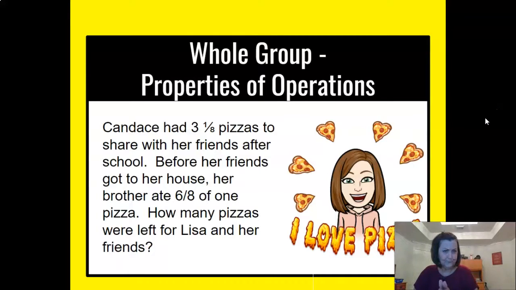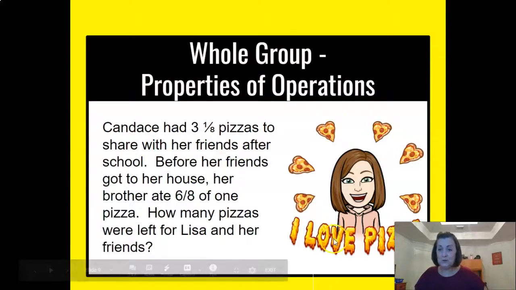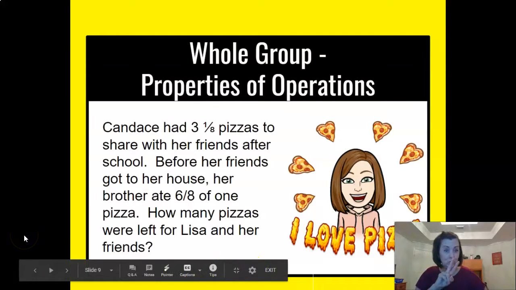So we got to figure out how much is left. So let's think about what's happening in the story. We know that 3 1/8 represents the total amount of pizza. And the 6/8, what's happening to it? Her brother is, yeah, so it's going away. So what operation would that be? Would it be addition or subtraction? I hope you said subtraction. It's going away. Okay, so I am going to show you 2 ways to do this.